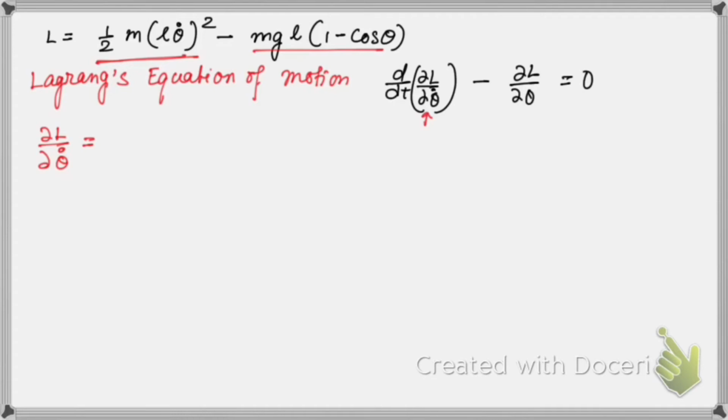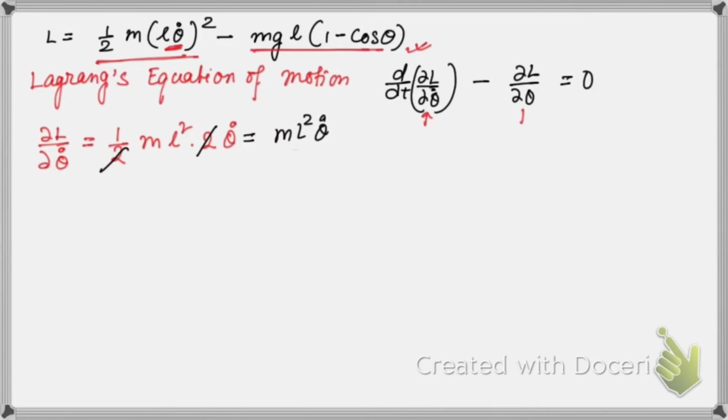So if you find del L by del theta dot, from the first term you will get half m L square times 2 theta dot, minus, and if you differentiate the second term, that is going to be 0. Now the 2 cancels, so it is equal to m L square theta dot.